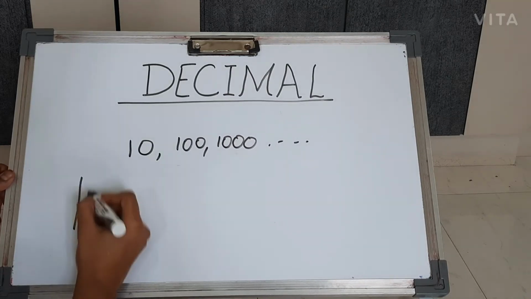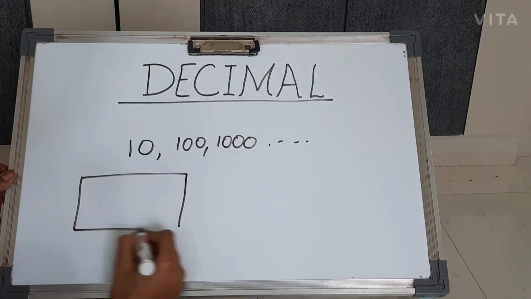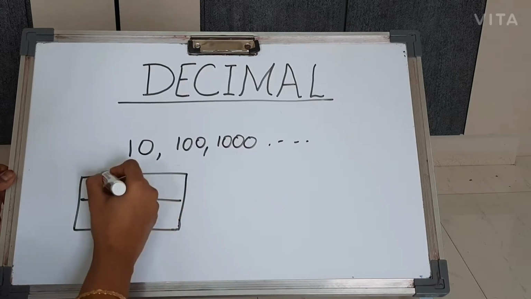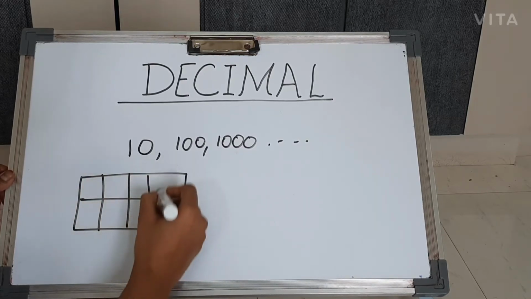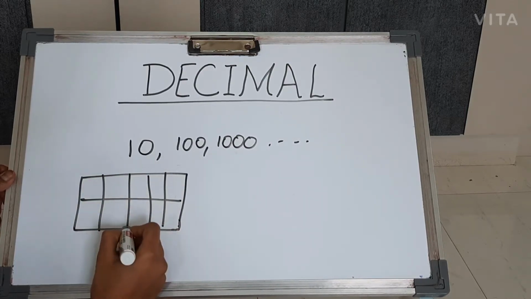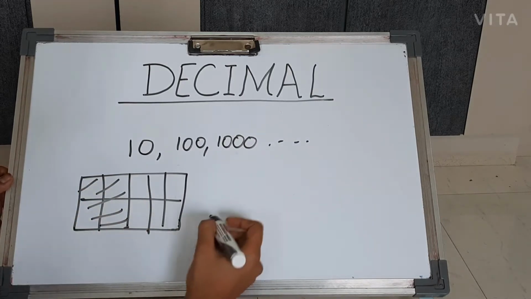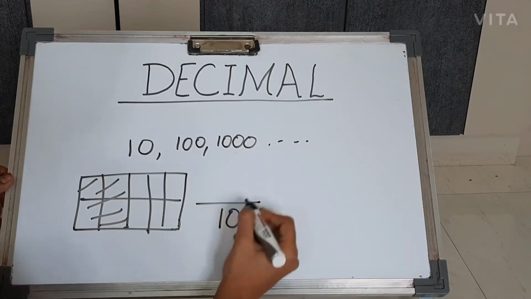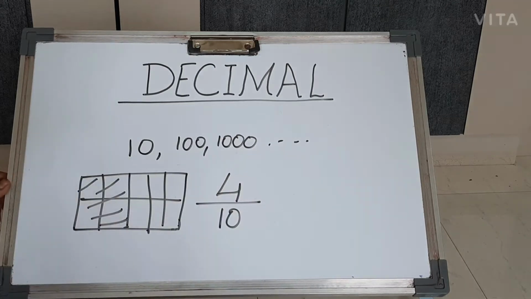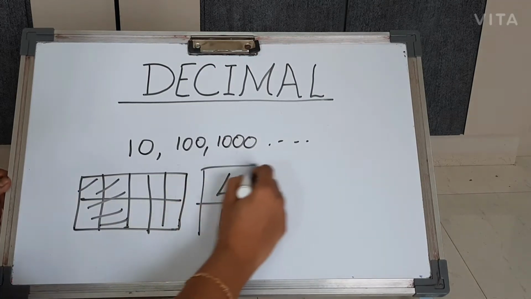Suppose we have here 10 boxes. Out of that, if I shade 4 boxes, that means out of 10, 4 is the shaded part. So that is a fraction, 4 by 10.